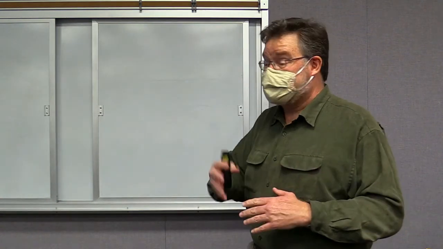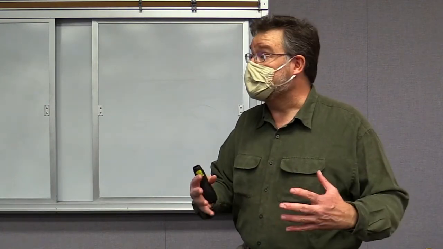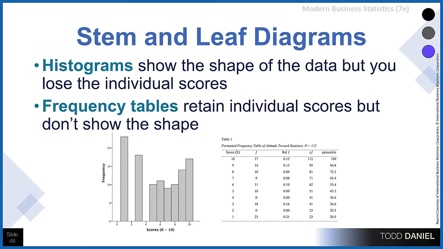Before I tell you what a stem and leaf diagram is, let me show you the advantages and disadvantages of what we've already learned. So for instance, histograms show you the shape of the data. I was showing you skewness and kurtosis and bimodality. We get to see the shape of the data using our histogram. But what we've lost are the actual scores.